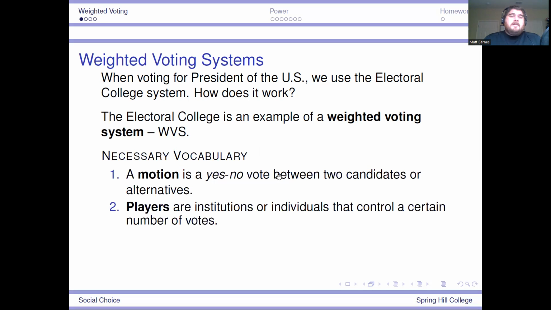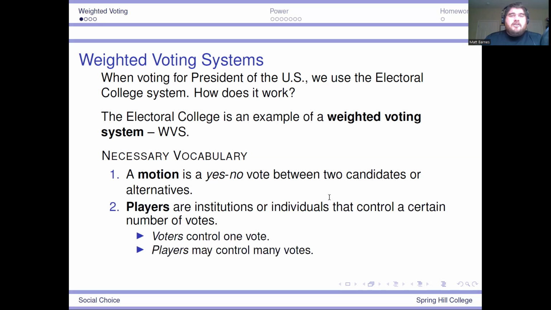Now, the players in our voting system are going to be the institutions or the individuals that hold a certain number of votes. So in our Electoral College, the players are the states. They are the things that hold a certain number of votes. So Florida would be a state, Alabama would be a state, California would be a state, Oklahoma would be a state, so on and so forth. These are all players. So in something like the House of Representatives in the U.S., the players would be the different individual representatives.